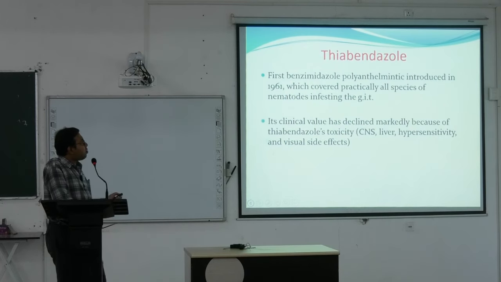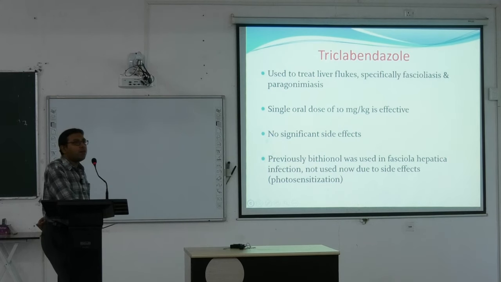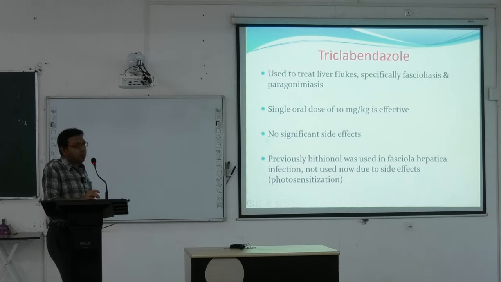Thiobendazole is another benzimidazole. Basically, this was the first invented. Its clinical value has declined because of different types of toxicity. Triclabendazole is specifically used for the treatment of liver flukes. You have already seen that flukes are trematodes. So these are trematode infections that most commonly infect the liver, especially fasciolasis.